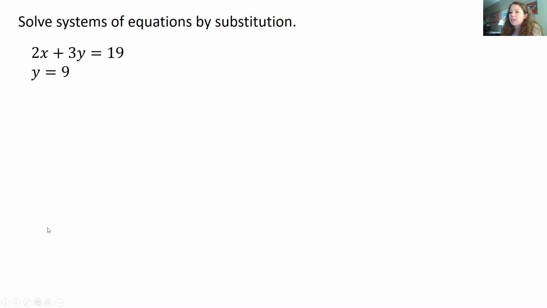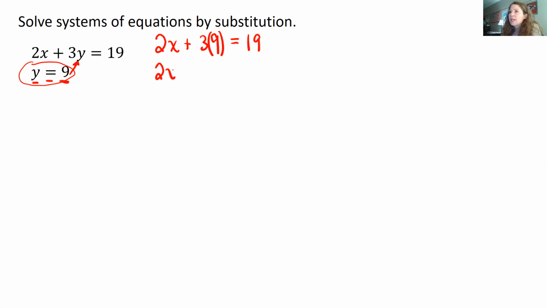So the first one here, it already tells us what y equals in the second equation. So we're just going to take this quantity of 9 and substitute 9 in for y in that first equation. So I'm going to write down 2x plus 3 times y. Well, this tells us that y is 9. So instead of writing 3 times y, I'm going to write 3 times 9. And then I'm going to write down the rest of the equation, equals 19.